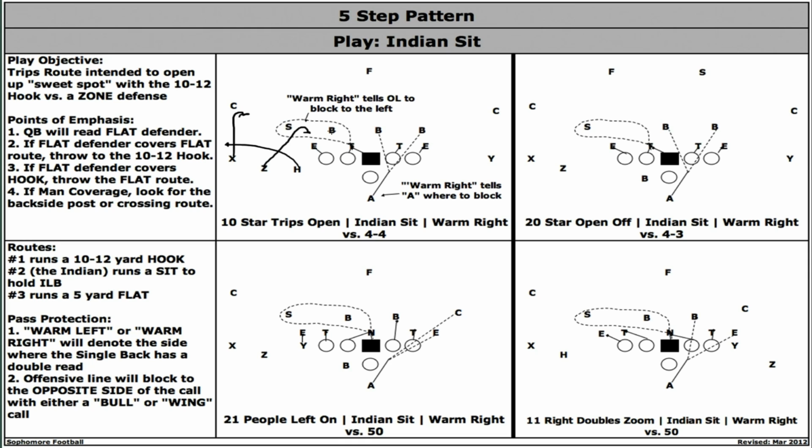When we run the Indian route, sometimes both backers can get over here and cover these routes. So we're going to force the Z receiver here to have one of the backers cover him, which forces this outside backer, in this case, to come down to cover the flat or the curl. So we could open that up. So that's the difference between the Indian and Indian sit. We tell the number 2 or the Indian that he's going to sit.